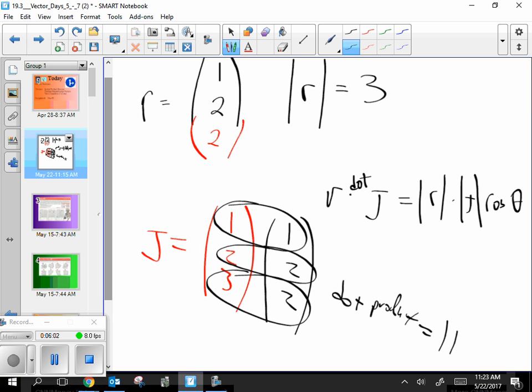Okay, how many guys got 11 for the dot product? Okay, I think it's 11, isn't it?